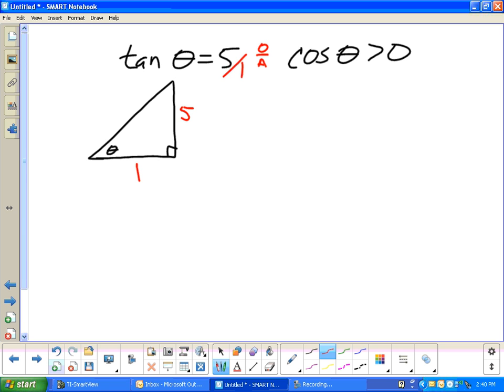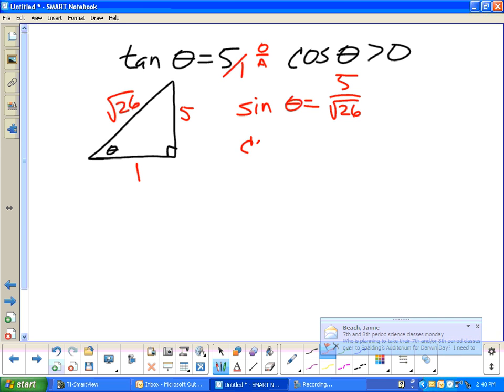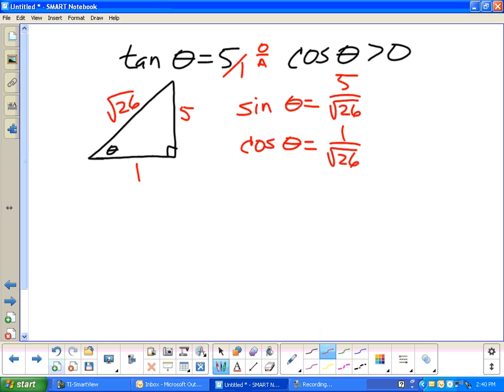Now, you would probably then use the Pythagorean theorem, as Morgan says, this is square root of 26, and you would come in here and say, okay, based on that, sine theta is equal to 5 divided by square root of 26, and cosine theta is 1 over radical 26, and if you want to rationalize it, you can, and I'm not going to make you. So we're done.